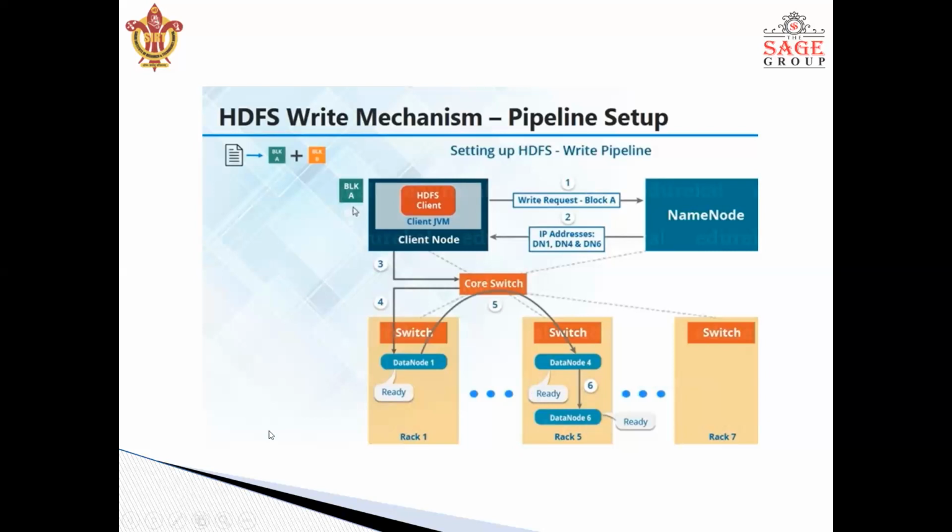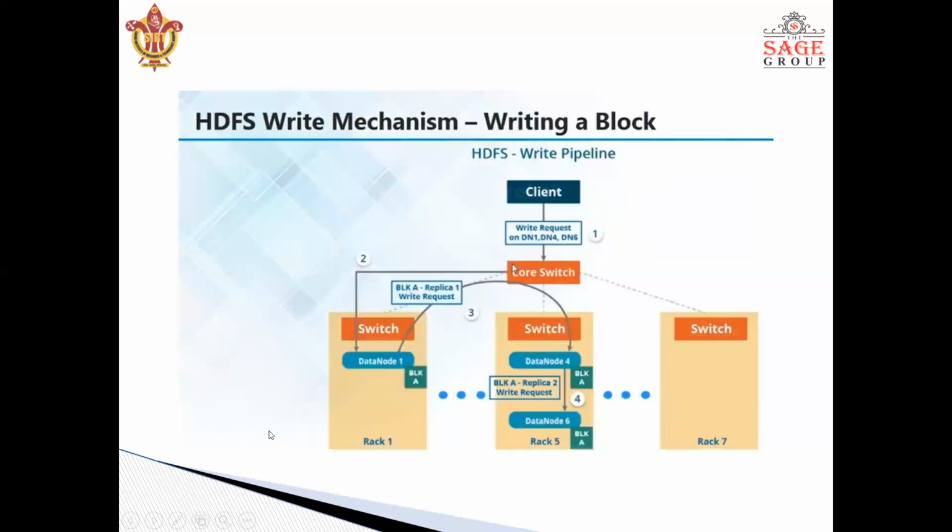Now let us understand how the next process goes on. Our pipeline is set up, and first block A will be copied on data node number 1, then it goes to data node number 4 and then to data node number 6. So this is our pipeline, and now comes the second step, where the actual writing takes place.